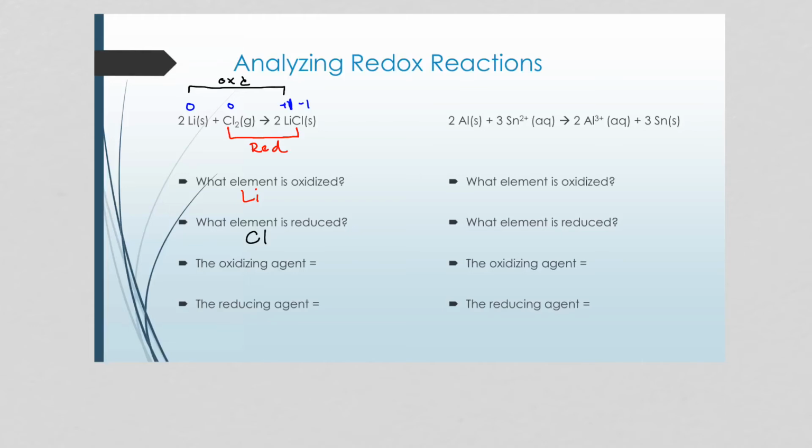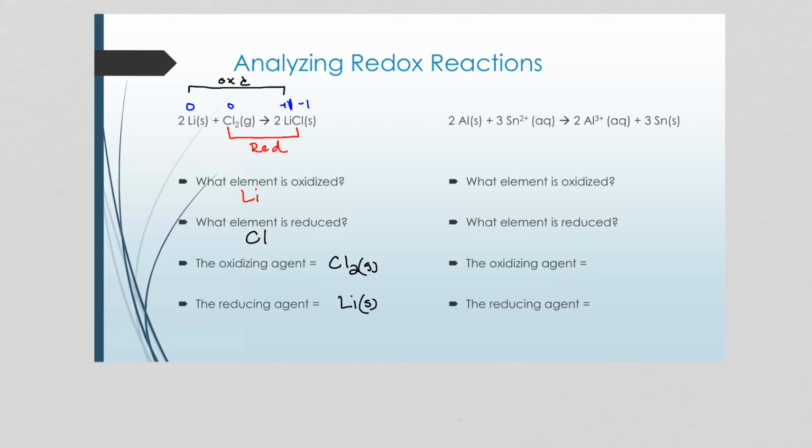Now the oxidizing agent, right? So the oxidizing agent causes oxidation, it's reduced. So we saw that chlorine is the element that's undergoing reduction, so the reactant that contains the chlorine is Cl2 gas, right? That's the oxidizing agent. The reducing agent contains the element being oxidized, so that would be the lithium.